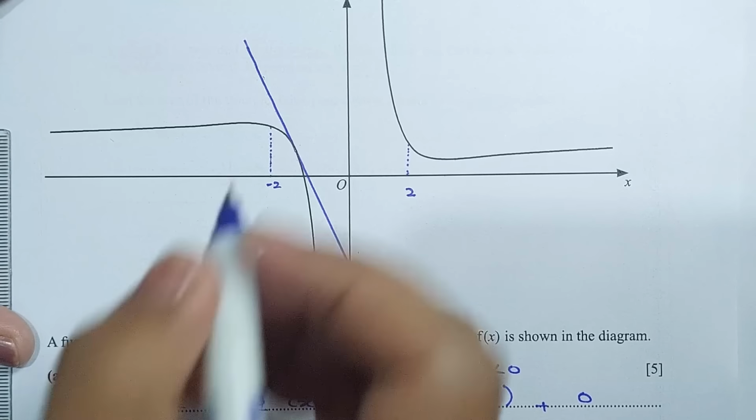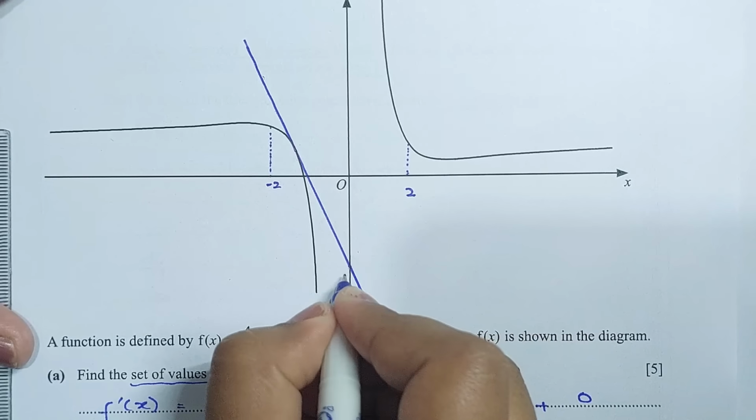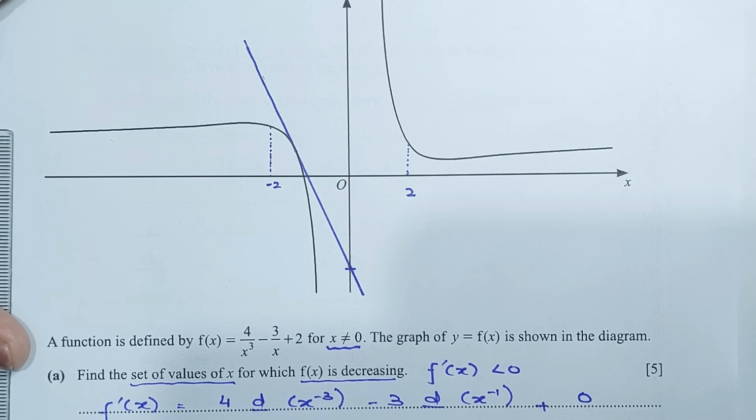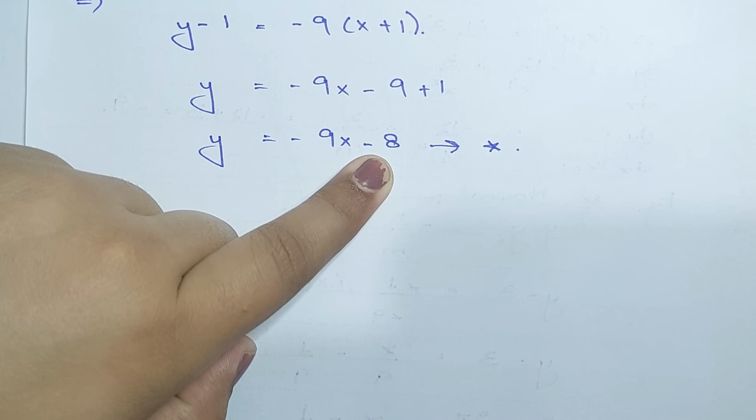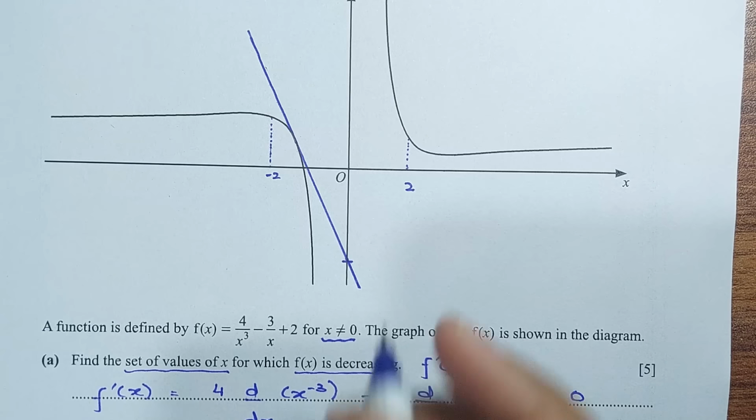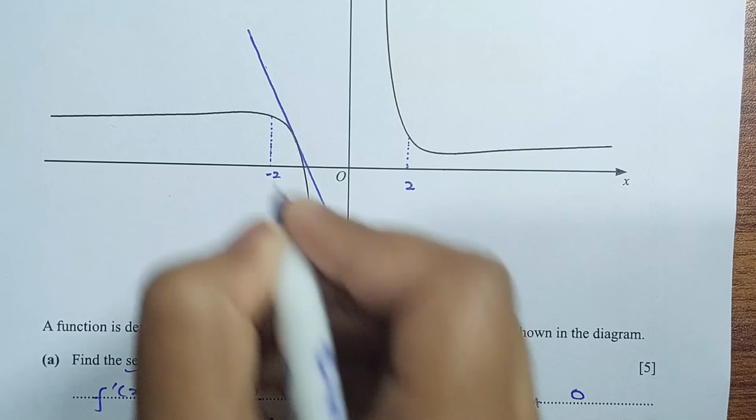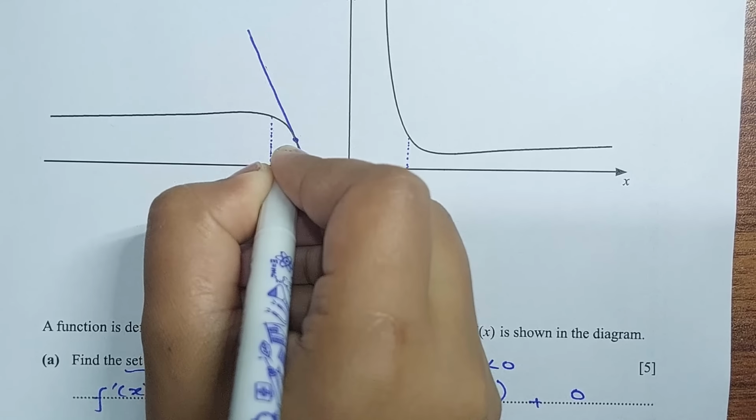Okay, this is the tangent at x equals minus 1, and this is the equation of the tangent we have done. Its y-intercept is negative 8. So this is the y-intercept, which is minus 8, and here x is equal to minus 1.